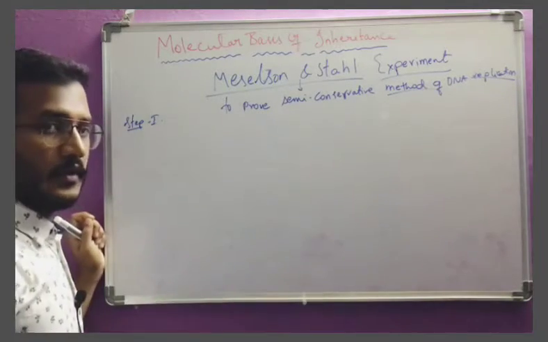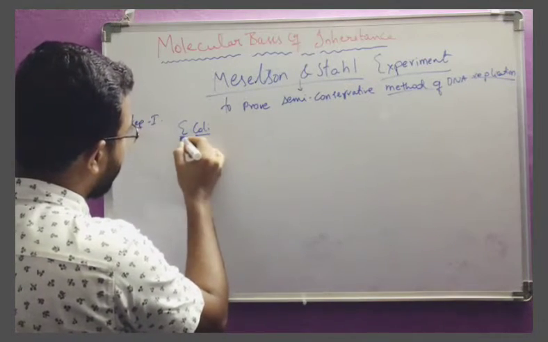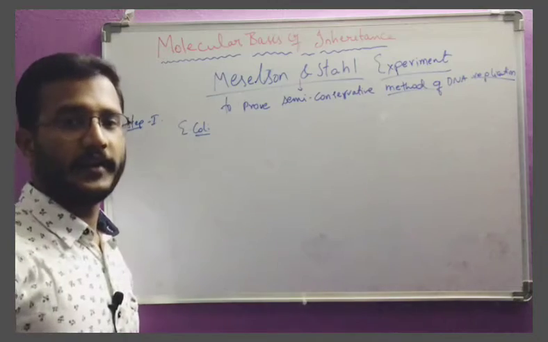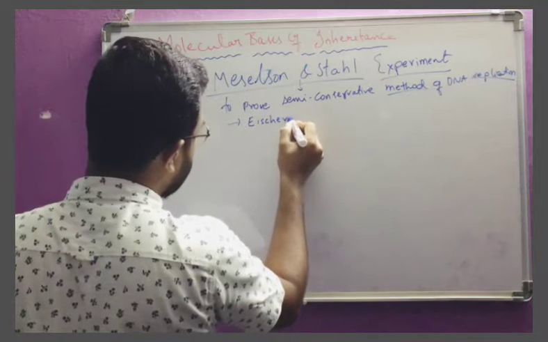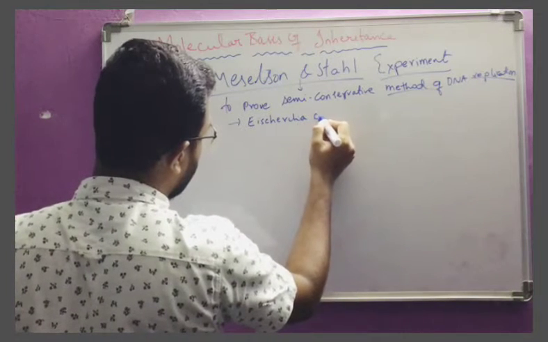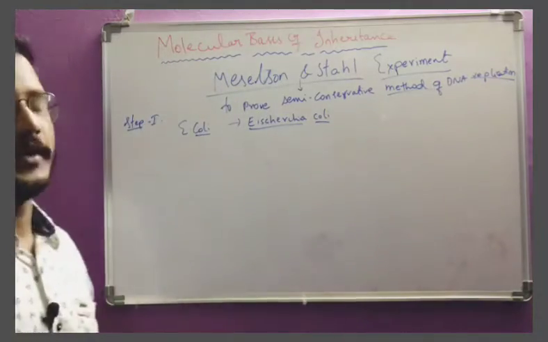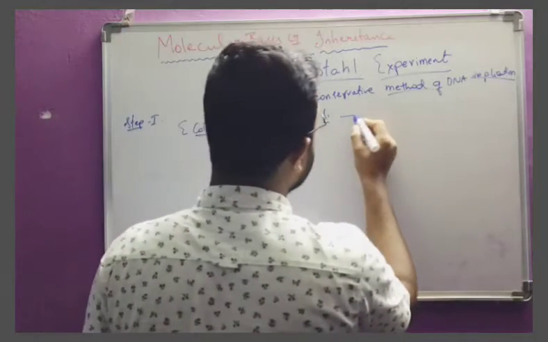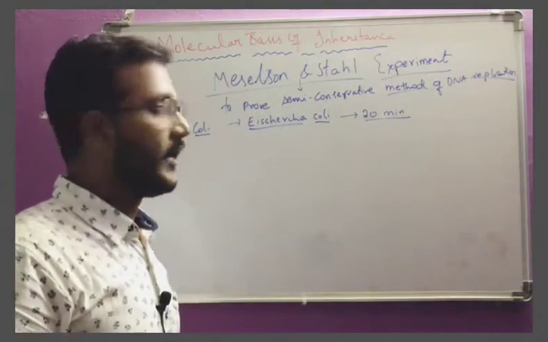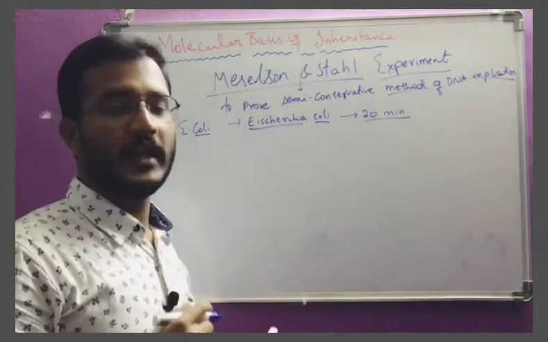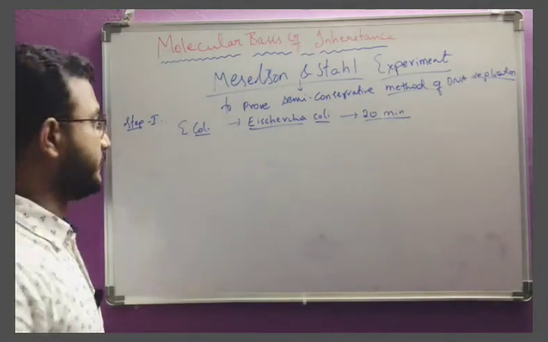Step 1. For the experiment, they had taken E. coli bacteria. Its full form is Escherichia coli. So why they had taken this bacteria? Its division time is very less. So for every 20 minutes, it will divide. And it is the most commonly used bacteria in the laboratories. It is a user-friendly bacteria and it doesn't give any side effects.